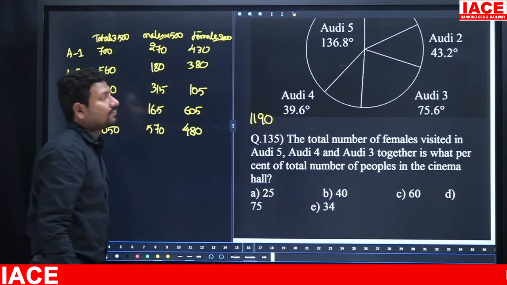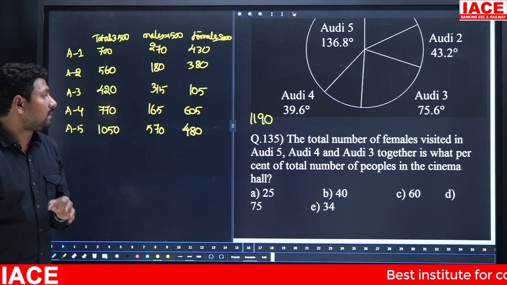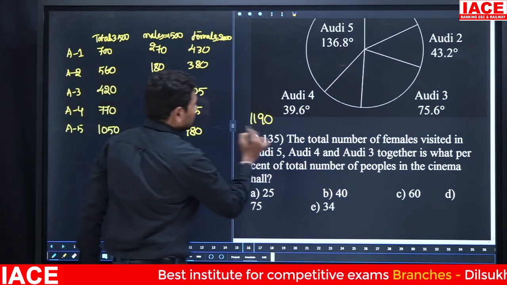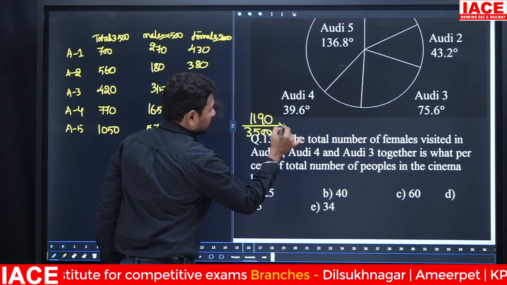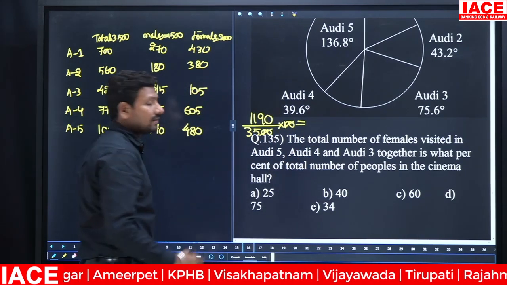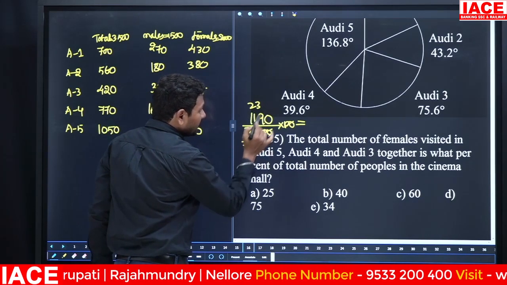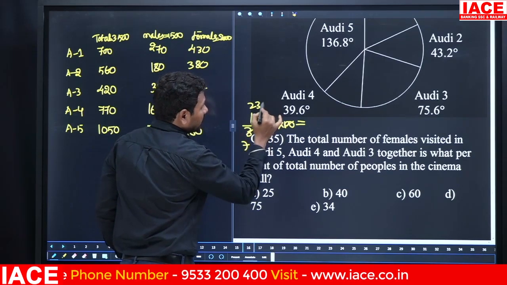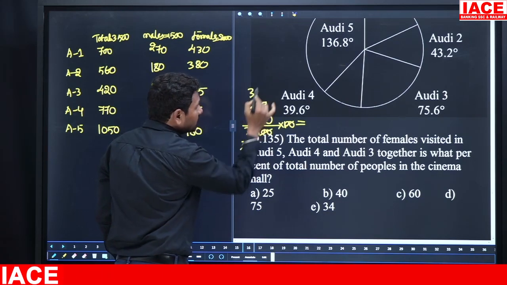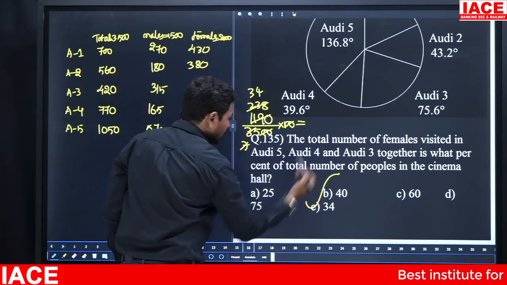1190. Total number of females visited in RD5, RD4, RD3 together is what percent of the total number of people in the cinema hall? Total number of people means how much? 3500. We need percentage, so multiply with 100. Here the 0s will be cancelled. Cancel with 5. 5 7s are 35, 5 2s is 10, remaining is 19, 5 3s is 15, and 5 15 means remaining is 40, 5 8s. Next 7 3s is 21, remaining is 28, 7 4s. Overall the percentage is 34%, exactly option E.